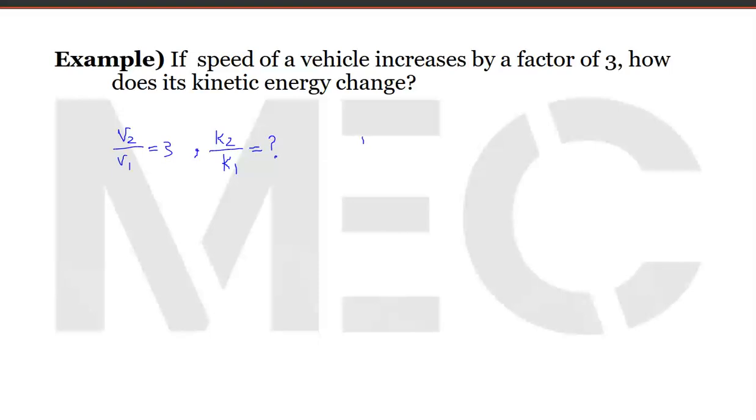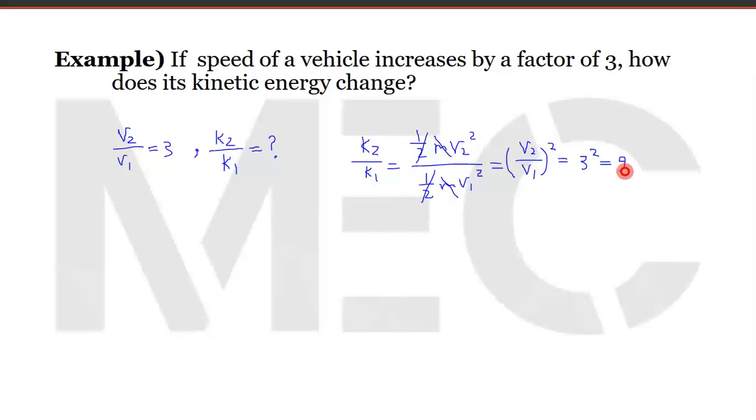We can apply the formula like this. K2 over K1 is equal to half of v2 squared over half of v1 squared. Half and half cancel away. The mass of the object is constant. So we can write this as v2 over v1, squared. v2 over v1 is 3. 3 squared is 9. Therefore, kinetic energy increases by a factor of 9.